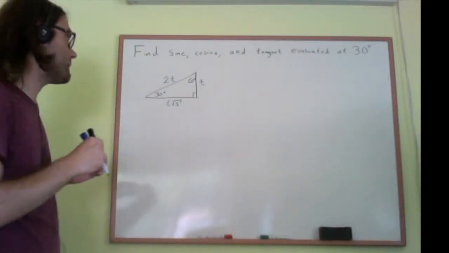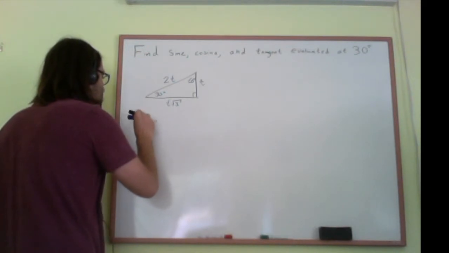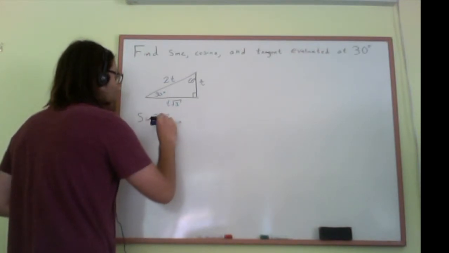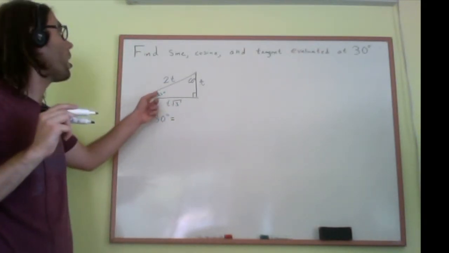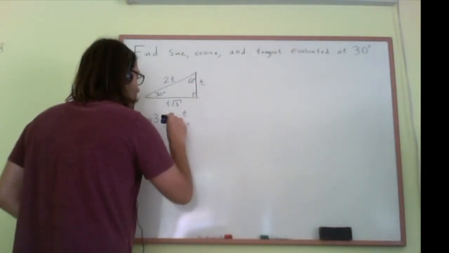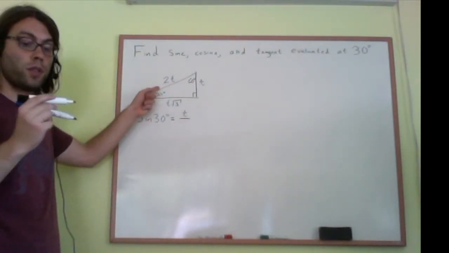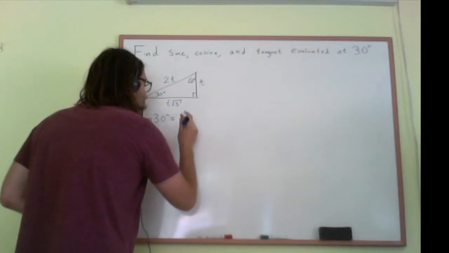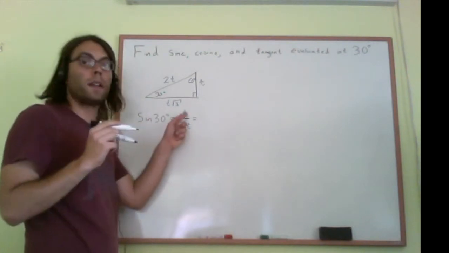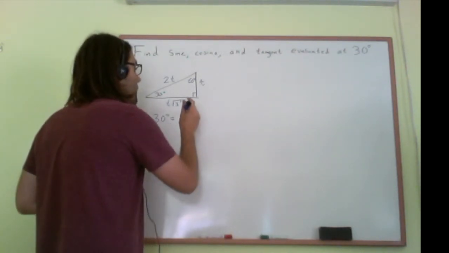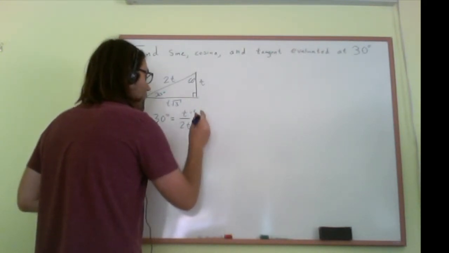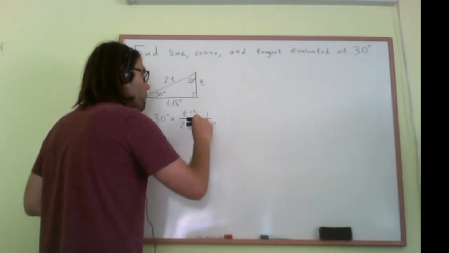So what this means is that sine of 30 degrees is going to equal opposite 30 degrees, which is t, over hypotenuse, which is 2t. And then, of course, we have cancellation here. You can divide the top and bottom by t, and we end up with 1 over 2.